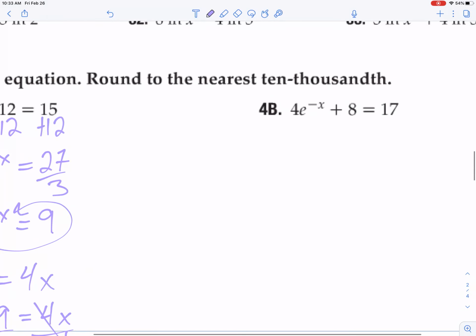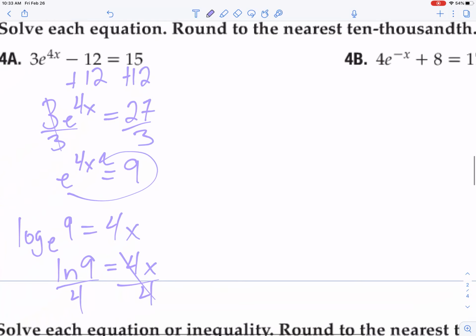And let's see, the directions said to round to the nearest 10,000th. That would be 4 decimal places. So the answer is x equals 0.5493.